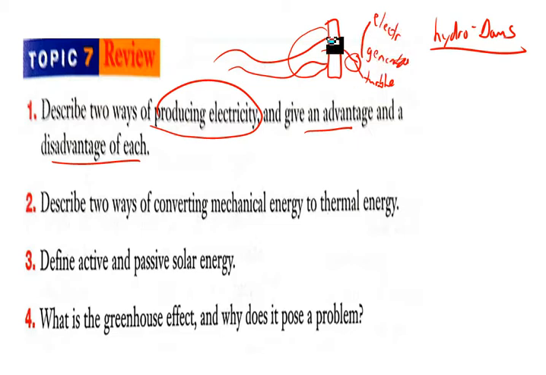You'll notice that in the process of the falling water that spins this turbine, which then spins magnets and a coil of wire, there's no fuels being used, and so one advantage to this is it's very environmentally friendly from the perspective of no harmful greenhouse gases.